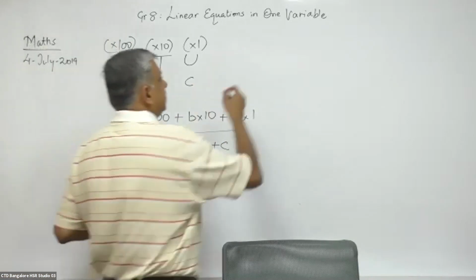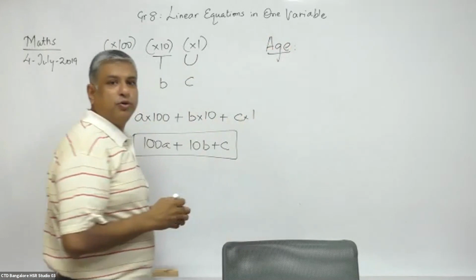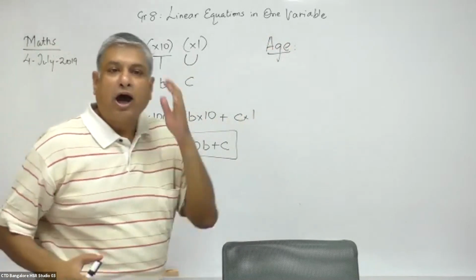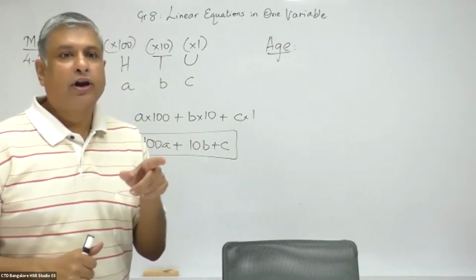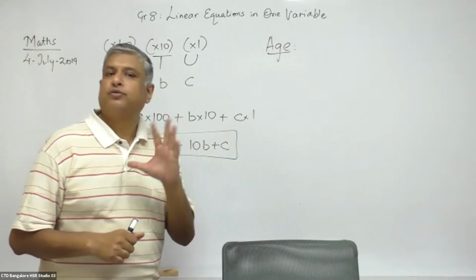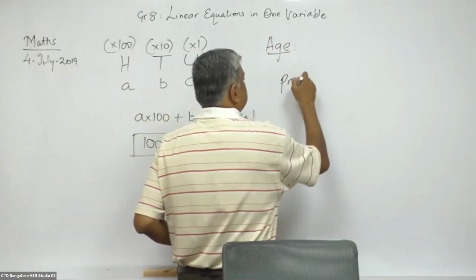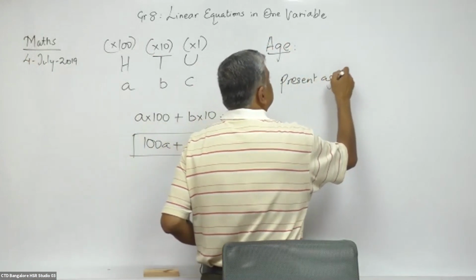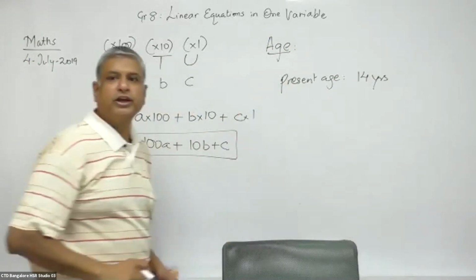Second are age-related problems. In all the competitions, all the questions in exams, you will get age-related problems. How do we understand age? So first, you are all 8th graders, right? So you must be about 13 to 14 years old. So that is your present age. So let me take your present age as 14 years. We'll take one example, 14 years.